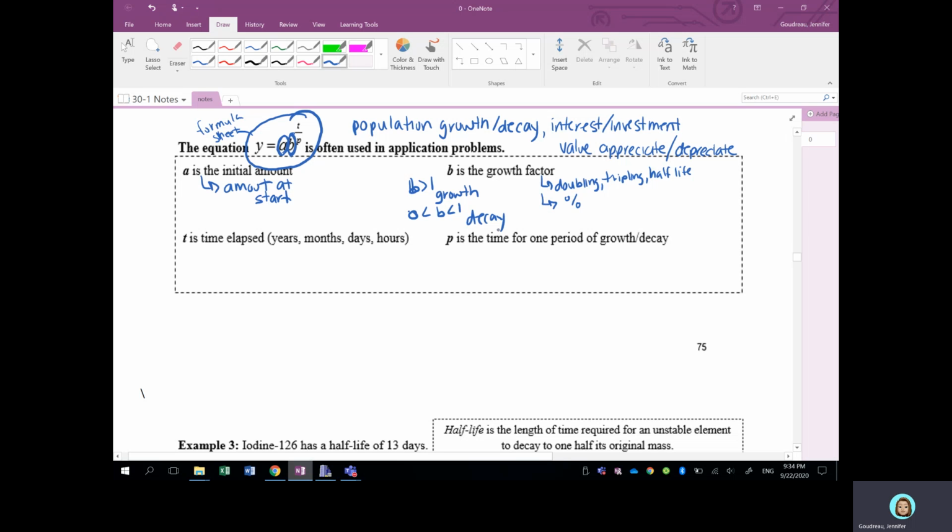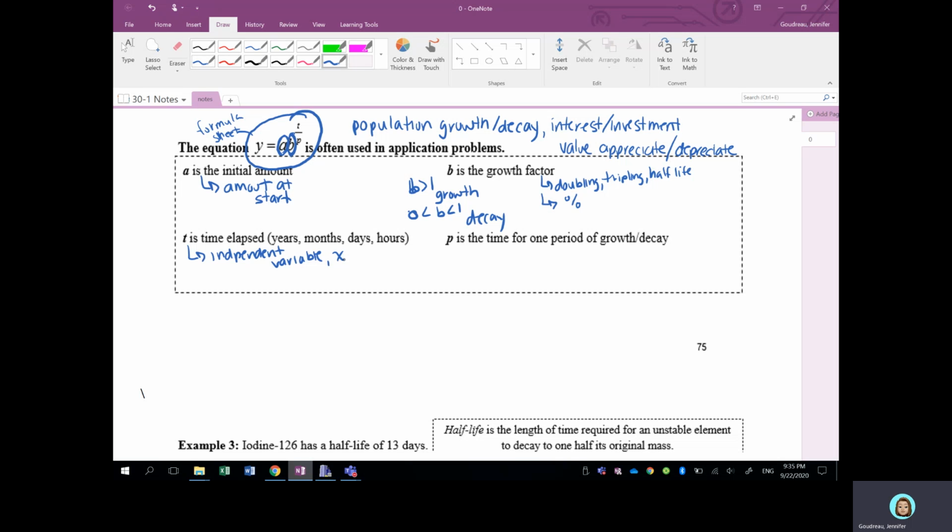T is the time elapsed. So it's how long we're going to let whatever the thing is that we have that's growing or decaying do it for. For the most part, for most of these questions, T ends up being your independent variable or your X value. So it's how long the population, the investment, is going to grow for.